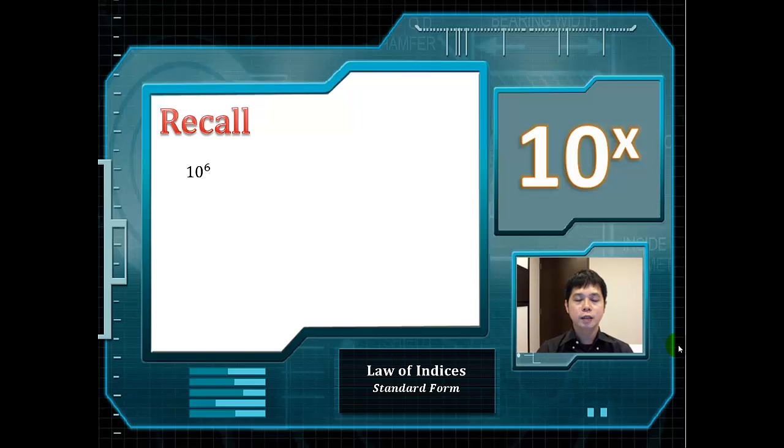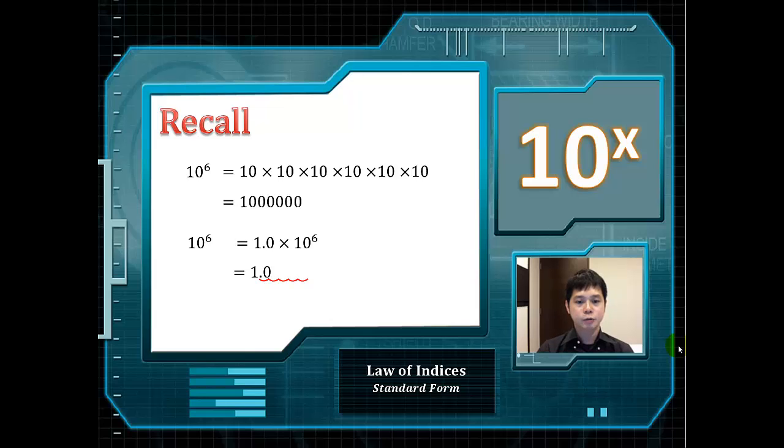Now let's recall. 10 to the power of 6 can be written as 10 multiplied by 10 and so on 6 times. In ordinary form, it will be 1 with 6 zeros behind. An easy way of remembering how to write 10 to the power of 6 is as such. We will write it as 1.0 times 10 to the power of 6, and we will move the decimal point 6 steps to the right. And hence we'll get 1 with 6 zeros behind. Remember, we will always start counting from the decimal point.